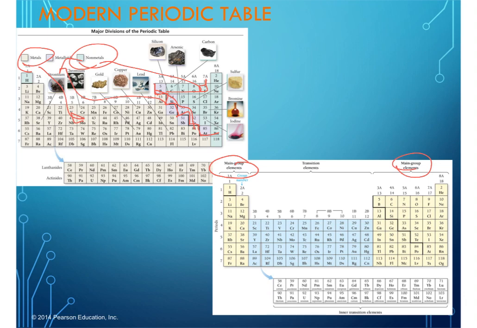Those are the ones that I said are in the A group. So if you look at the labeling at the top of each group or family, 1A, 2A, and then you see the transition metals are labeled B, 3B, 4B, etc. So this is the original way to identify groups. The more modern way is the groups are simply labeled numerically from 1 to 18.